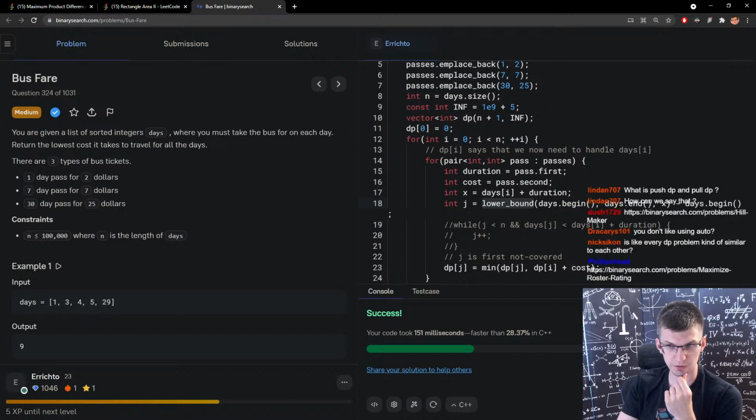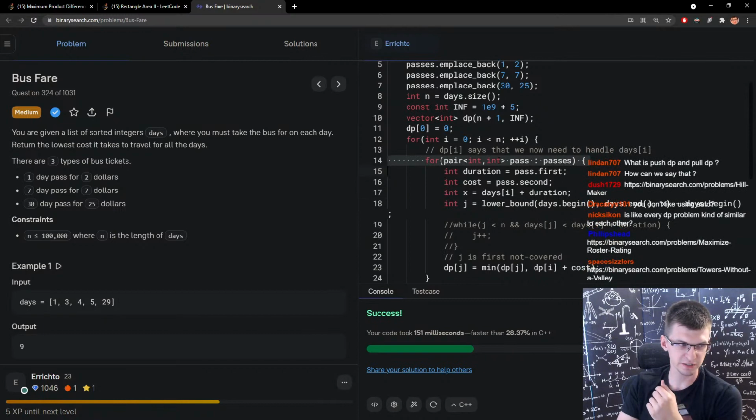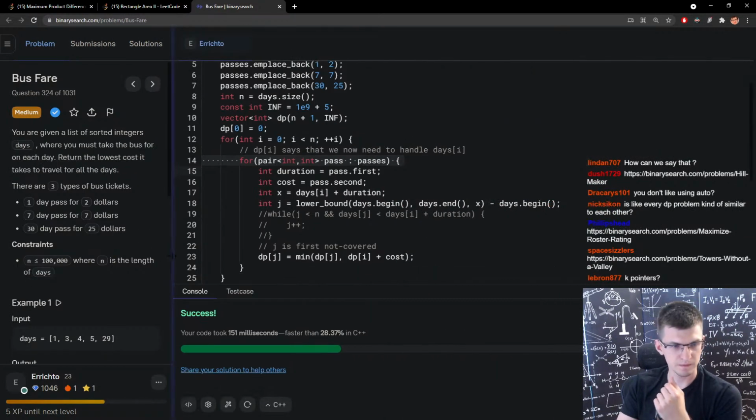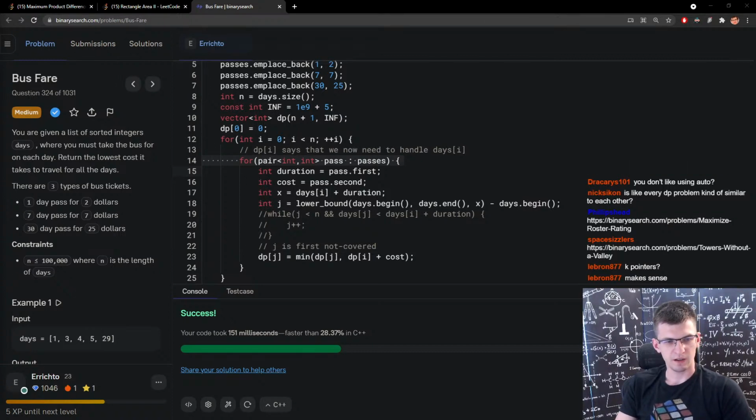You don't like using auto? I think this is easier to understand. Okay, pointers. I don't want to go into detail here. 2 pointers is enough. Right, moving on.